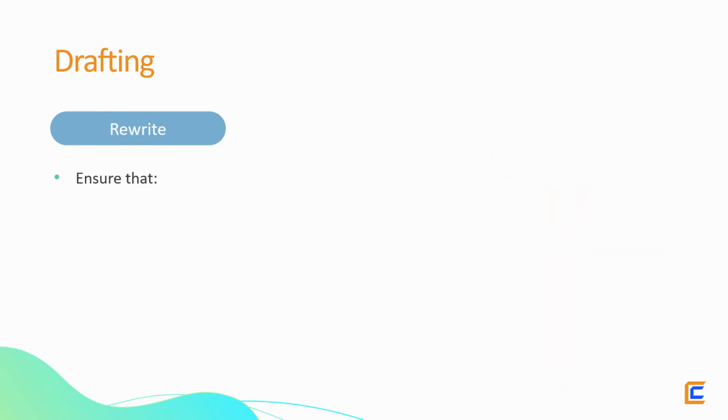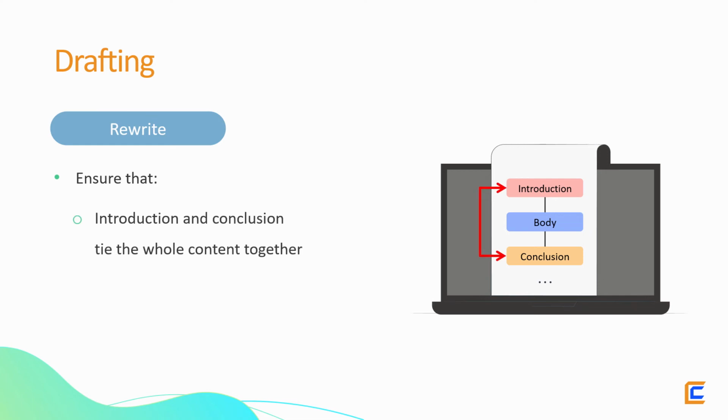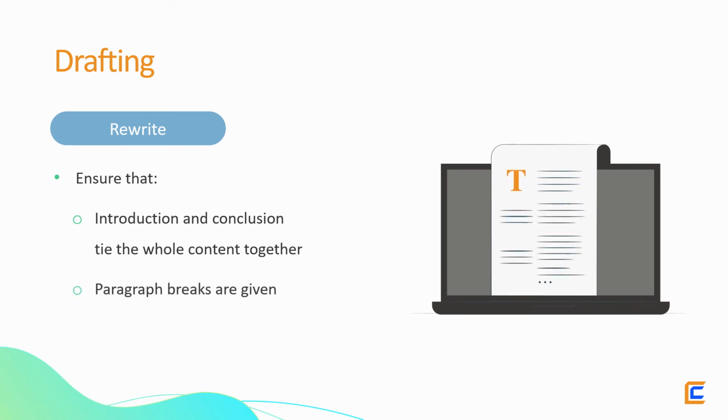In addition, ensure that topics link to each other and are in the proper sequence. There is no ambiguity and excessive use of jargon or buzzwords. The introduction and conclusion tie the whole content together, and there are no stray concepts. You give paragraph breaks, that is, one idea equals one paragraph. This prevents the chance of two distinct ideas merging together, which causes confusion. You do not test the patience of your audience, get to the point quickly and stay there. This revision process may need to be done several times before you are satisfied with your work.